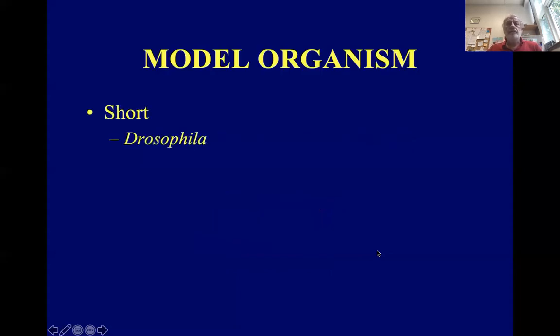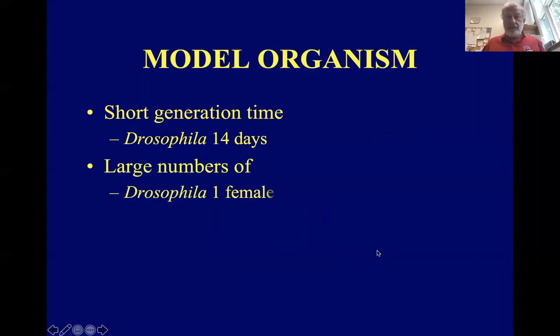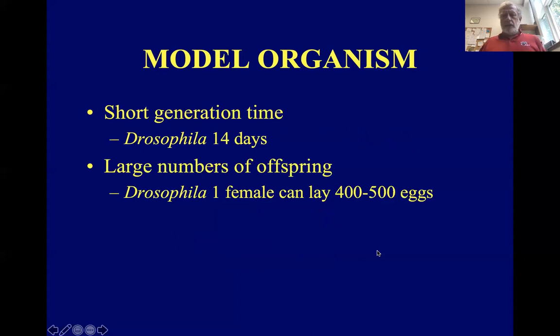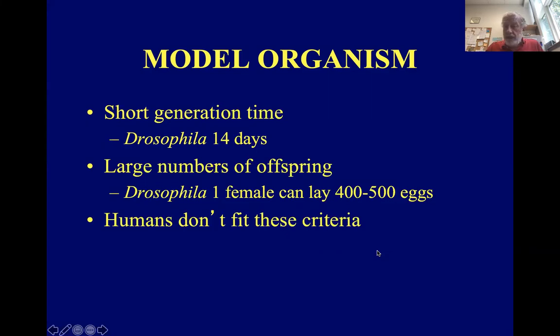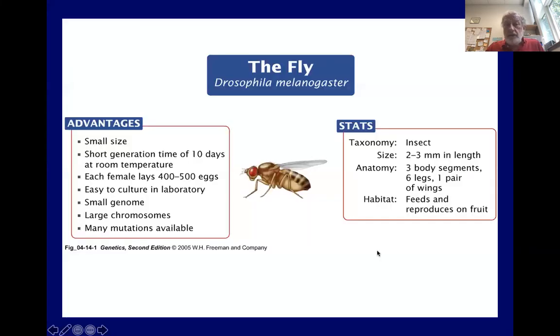So a model organism for genetics research should have a short generation time, and in fruit flies that can be as little as 10 days, often 14, however. You want an organism that can produce large numbers of offspring so you can get your ratios from crosses, and a female Drosophila can lay lots of eggs. And of course, our own species doesn't fit that pattern, so we have to study human genetics in a different way. This shows some of the many advantages of using fruit flies to study genetics.